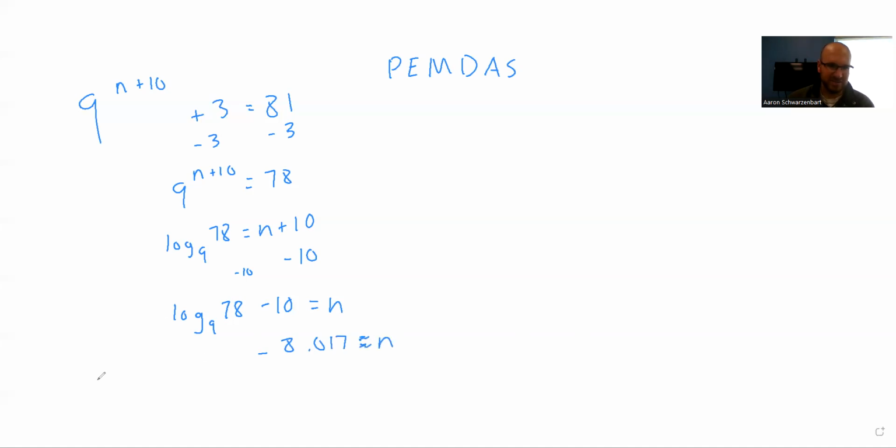Otherwise, remember this log base 9 of 78 can be done with the change of base formula: log of 78 divided by log of 9. I'm using a base 10 log because every scientific calculator should have that. I'm also going to do number 12, just for another example, pretty similar.